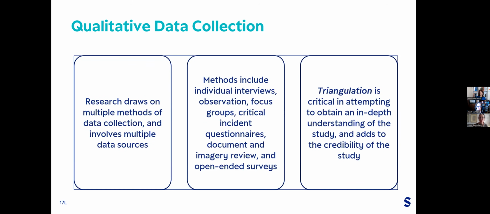Data collection in qualitative research draws upon multiple methods and involves multiple data sources. Methods can include things like individual interviews, observation, focus groups, critical incident questionnaires, document review, imagery review, and open-ended surveys, where participants are given the chance to explain in their own words, because remember, the words of the participants is what one really focuses on. That is the data in qualitative research. So instead of having closed-ended questionnaires or surveys where there would just be a yes or no answer or a Likert scale, there would be a chance for the individual participants to actually explain in their words what they understand. Triangulation is critical in attempting to obtain an in-depth understanding of the study and adds to the credibility of the study overall.